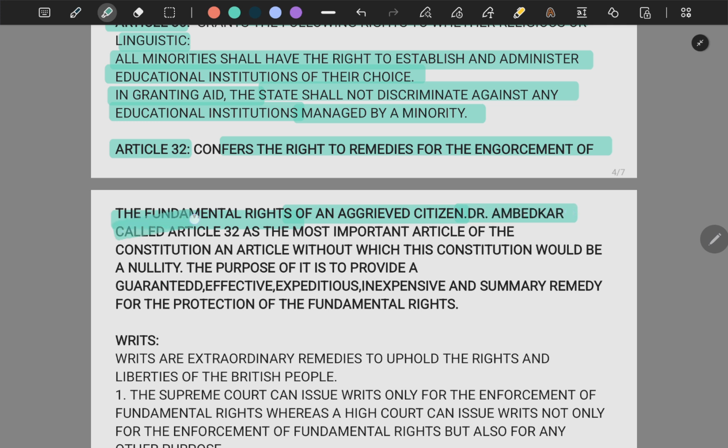Okay, Dr. Ambedkar called Article 32 the most important article of the Constitution because it's an article without which this Constitution would be a nullity. So, Article 32 is the right to remedies. You know, it makes sure that your fundamental rights are being given to you. So the purpose of it is to guarantee an effective, expeditious, inexpensive, and summary remedy for the protection of the fundamental rights, because it's very important that the fundamental rights are given to every citizen.